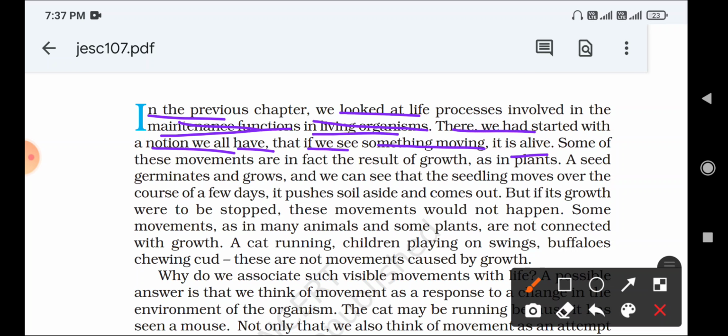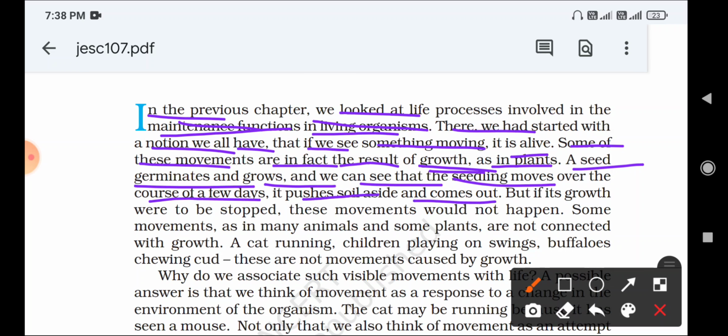Some of these movements are in fact the result of growth, as in plants. So movements are related to growth, for example in plants. Living things are those showing movement, and that movement may be dependent on growth. A seed germinates and grows, and we can see that the seedling moves over the course of a few days and it pushes soil aside and comes out.